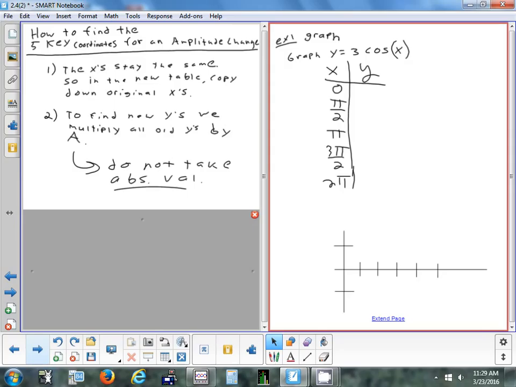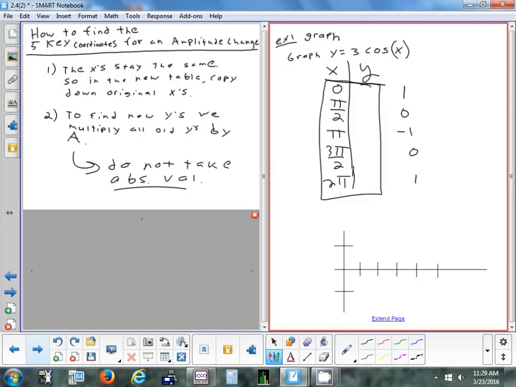Now I'm going to find my new y values. If I want, I can put the old ones down first, just for reference. Becca, what are my original y values for cosine? 1, 0, -1, 0, 1. Yep, those aren't my answers. Those are just the originals. And Sydney, what am I going to multiply all 5 of those numbers by? 3. Yeah, we're just going to triple them. So can you tell me what my new y values are? It would be 3, 0, -3, 0, 3. That's it.